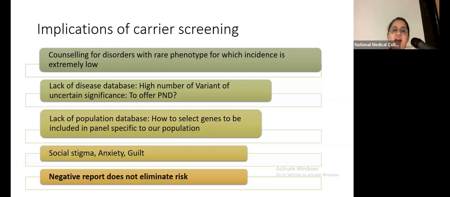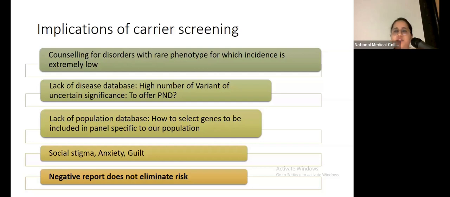Now, with such a high number of variants of uncertain significance, should the couple undergo prenatal diagnosis or not? There's a lack of a population database as well. How do we select the genes we decide on for carrier screening? Again, if one of the individuals is found to carry a pathogenic or maybe a VUS variant, there is anxiety and guilt associated with it: I should not transfer this to the next generation. And also, a very important point is that a negative report does not eliminate risk, because NGS cannot detect all the variants.